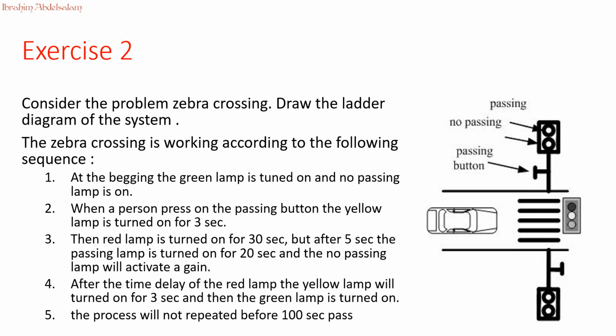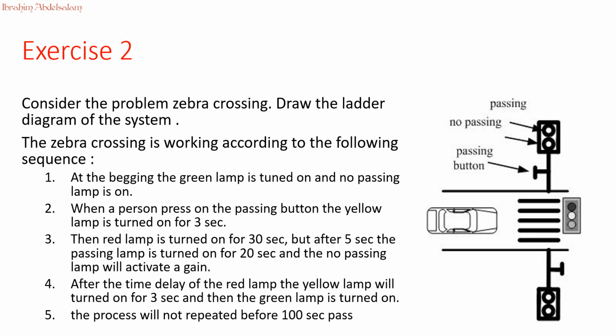Exercise 2. Consider the problem zebra crossing. Draw the ladder diagram of the system. The zebra crossing is working according to the following sequence. At the beginning, the green lamp is turned on and the no passing lamp is on. When a person presses the passing button, the yellow lamp is turned on for 3 seconds. Then the red lamp is turned on for 60 seconds.